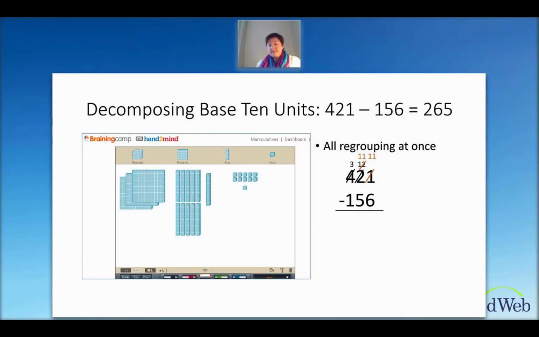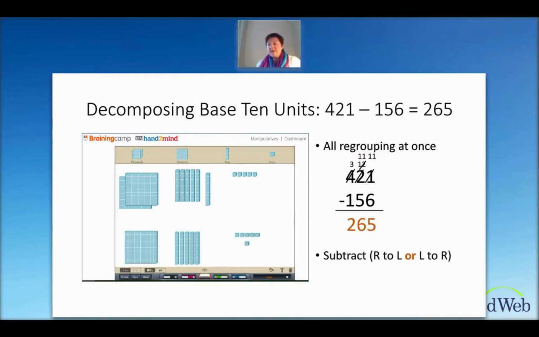The cool thing about this is I can subtract from left to right if I want to, or from right to left, or I can start in the middle. It doesn't matter because I'm working with place value. And so when I do my subtraction, when I pull things out of the way, 300s remove 100. 11 ones remove 6 ones. 11 tens remove 5 tens. I'm left with 165.